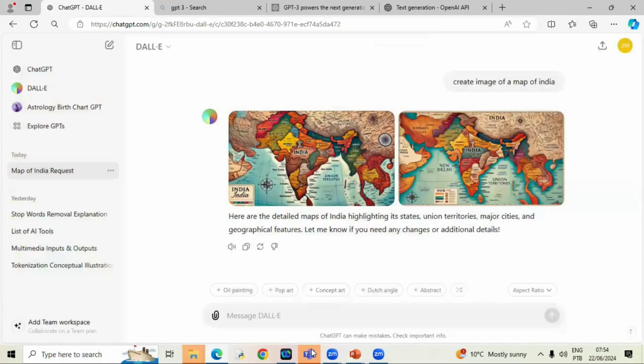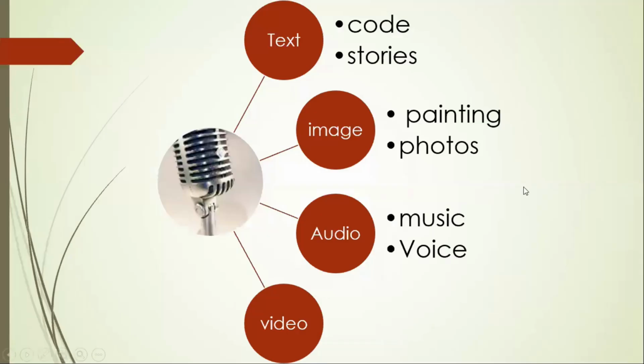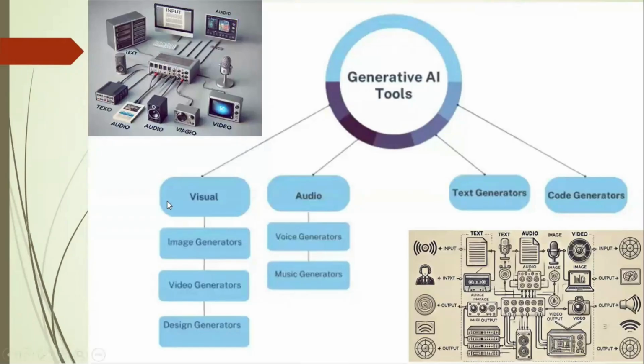So there are many tools, and let's see some of them. As I mentioned, your input would be audio, video, text, or image. Similarly, visual input, audio input, text input, and the output would be similar: visual output, audio output, text generator, or maybe code. If it is visual output, you can get image, video, and design generators. If audio, we need voice generators and music generators, and there are text generators.